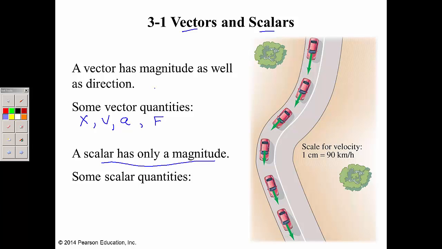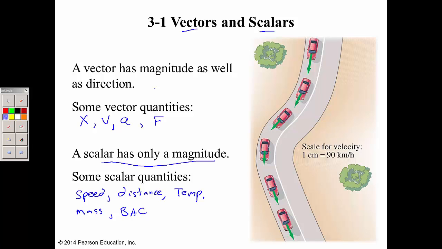Now, a scalar only has a magnitude. Examples of that we've already discussed. We've talked about speed, we've talked about distance. We could also say examples would be temperature. We could talk about how mass doesn't have a direction. We could talk about maybe even your blood alcohol content. It doesn't have a direction, it only has a magnitude.